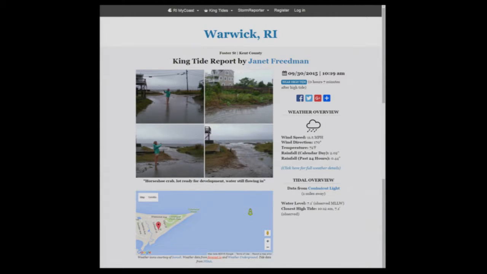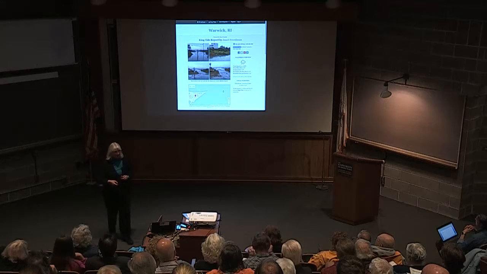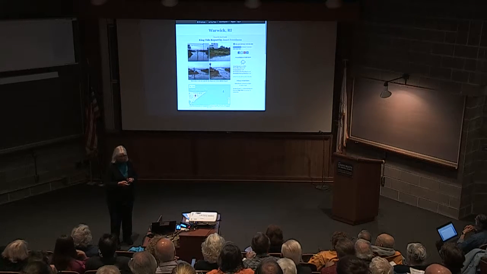It gives you a weather overview. So this day it was raining and a little windy, so it was a bit of a stormy day, which impacted the tides. You can get more detail on the weather by clicking this hyperlink, and then it gives you tide data. It tells you what tide station it's taking the data from, and how far that tide station is away from your location. And it will give you your water levels at the time that you took the photo, as well as the high tide that day.